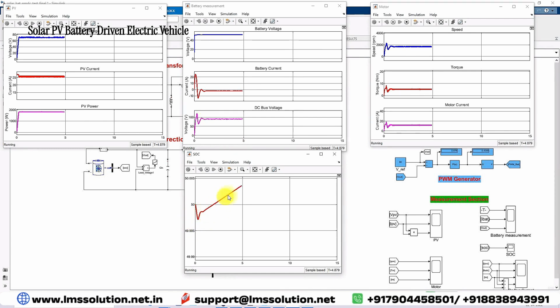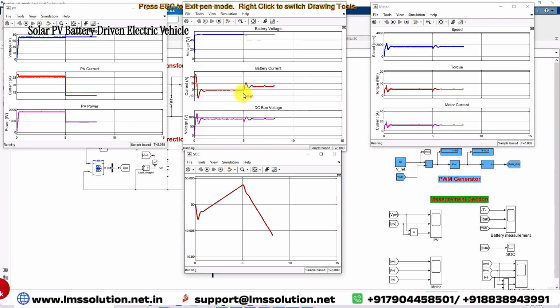Here you can see that the SOC of the batteries keeps on increasing because during the time from 0 to 5, PV has excess power. That's why the PV supplies the power to the load, that means the PMDC motor, as well as the battery. After 5 seconds, you can see that the power changes from 1860 to around 950. Because of the reduction in PV power due to irradiation reduction, the battery comes to discharging mode. Here you can see that the battery current changes from negative to positive.